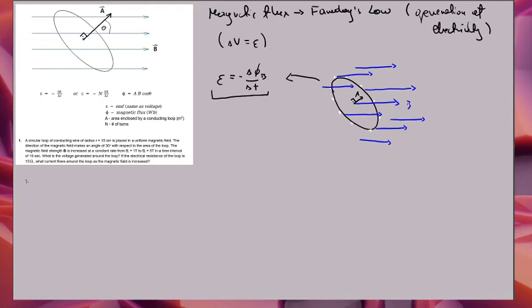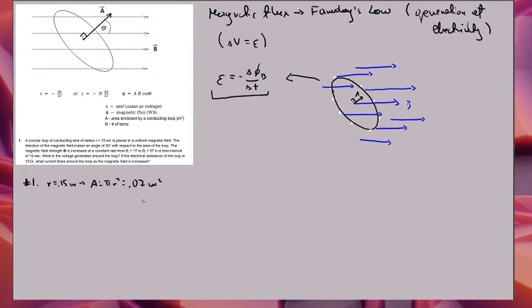So let's set this up. Here's number 1, and let's see what it says. Circular loop of a conducting wire of radius r equals 15 centimeters. So I have the radius being 0.15 meters. That of course will give me the area of the loop. Area is pi r squared. So let's calculate this. So this is 0.07 meters squared. So that's the area of the loop.